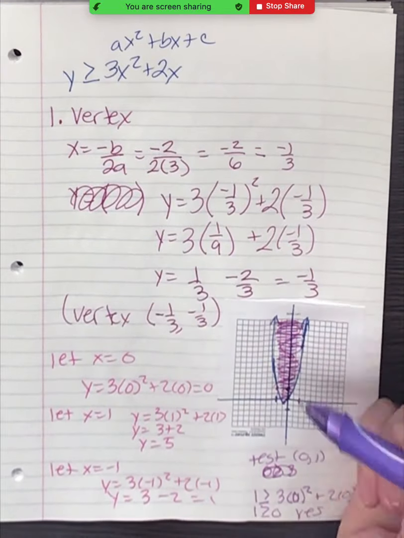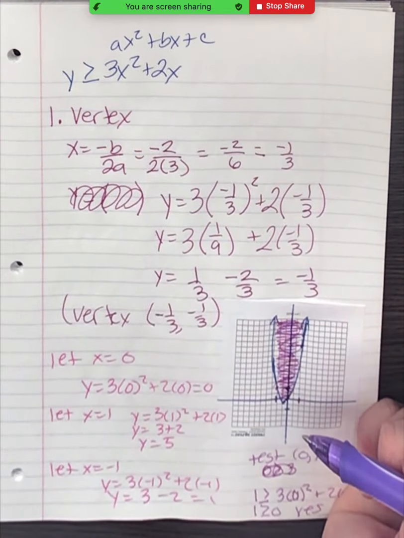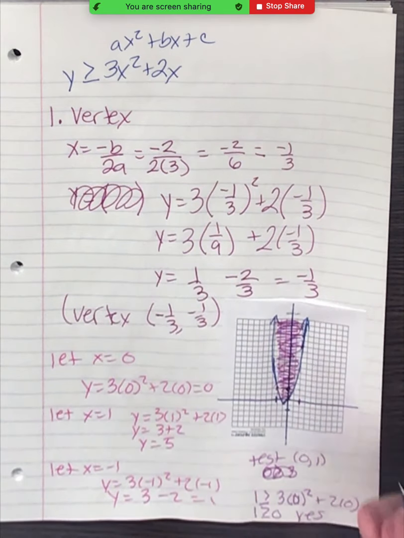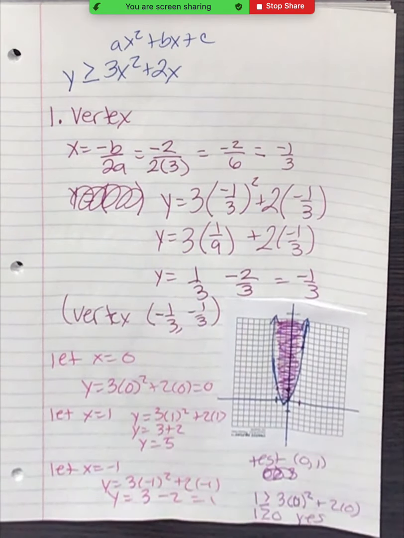Okay, so really that's the new part. If you remember how to graph a parabola, then all you have to do is add in your shading. Okay? All right, one more, and then that is 9.7.